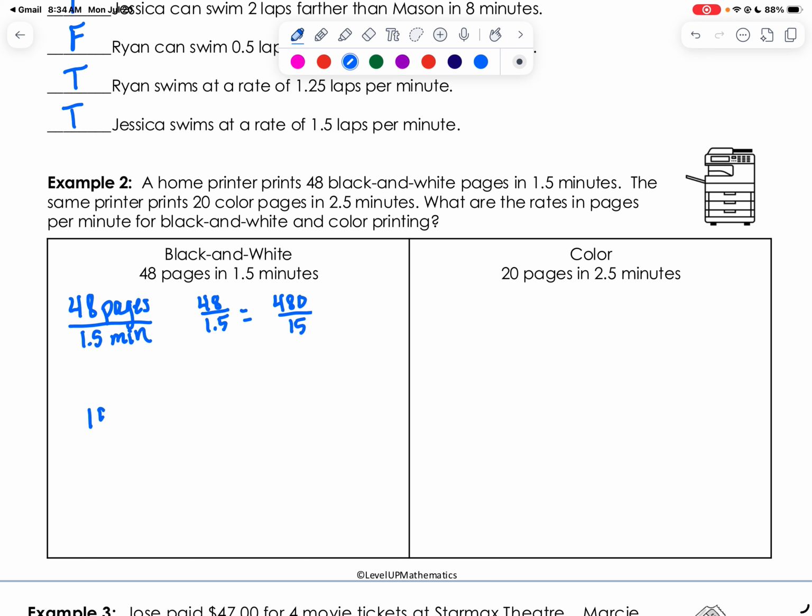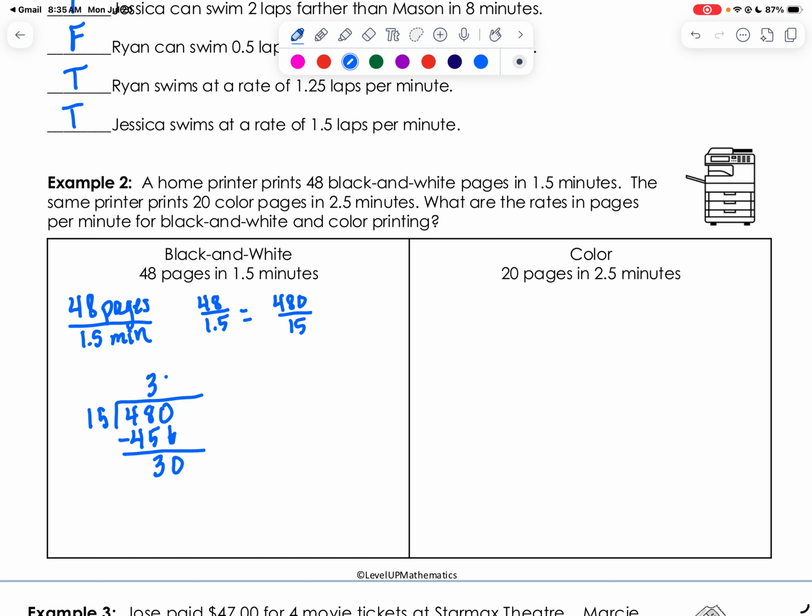Now, we'll just use long division here. We want to know how many times will 15 go into 480. So 15 will go into 48 3 times. 3 times 15 is 45. Subtract and bring down.